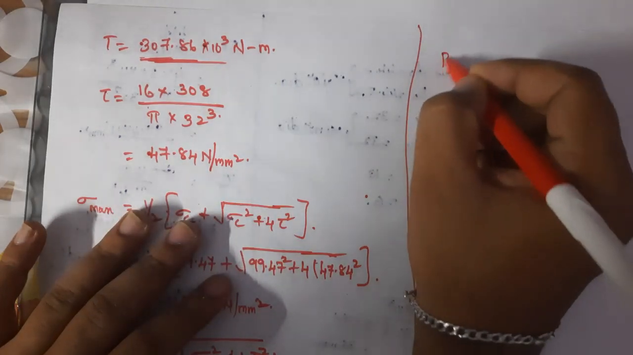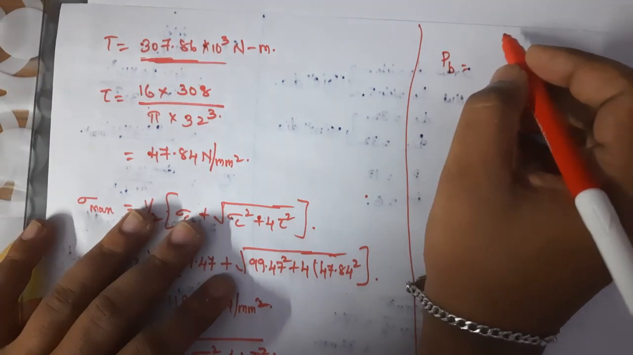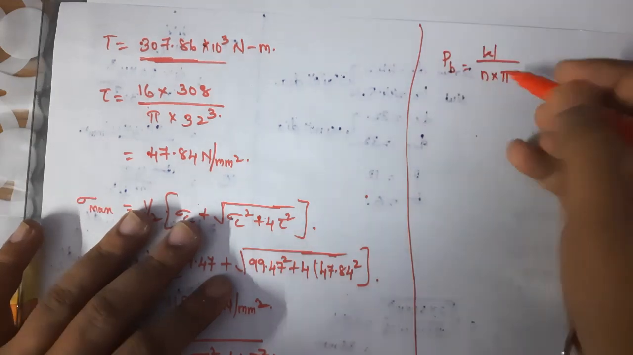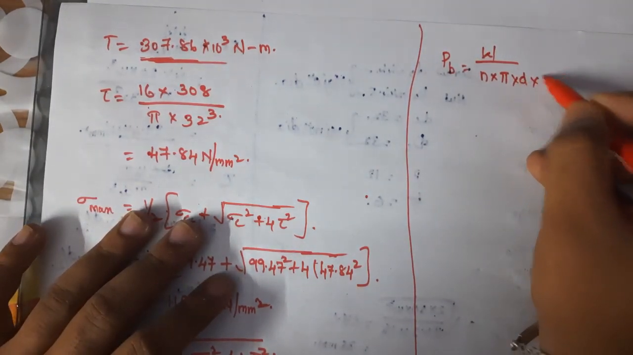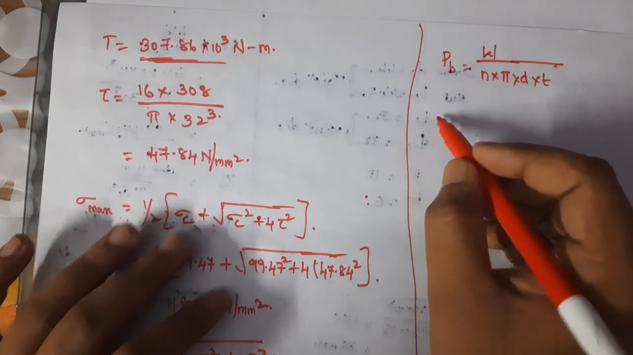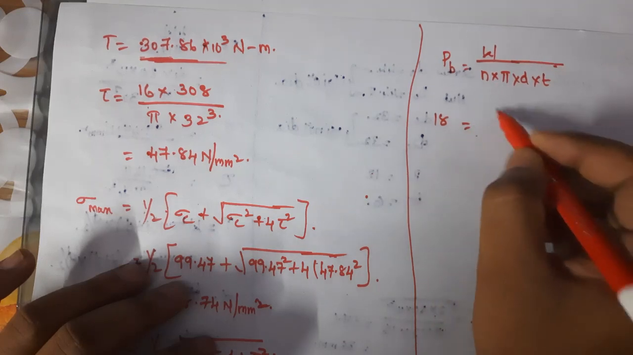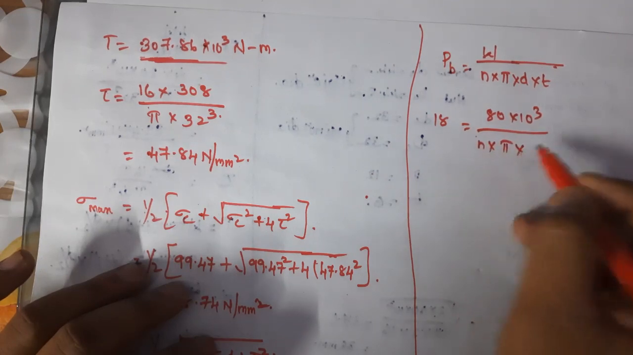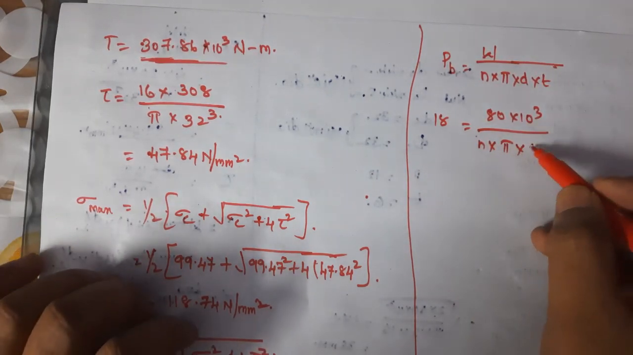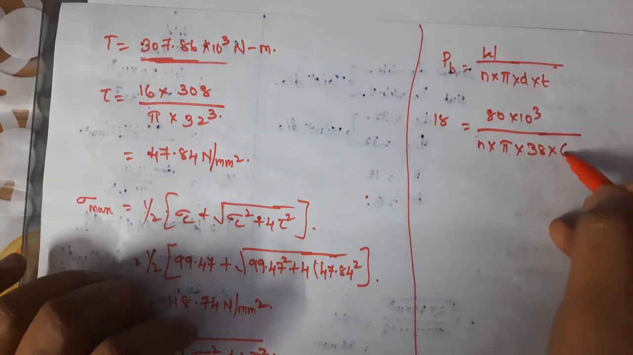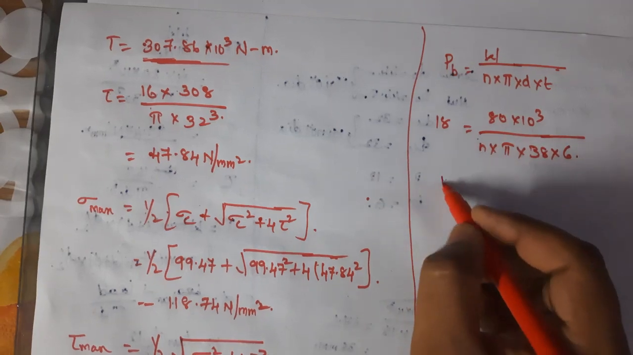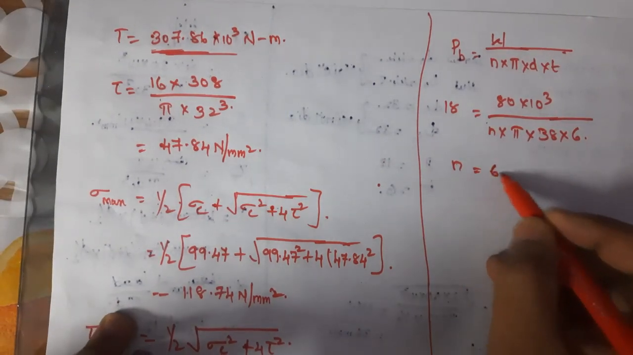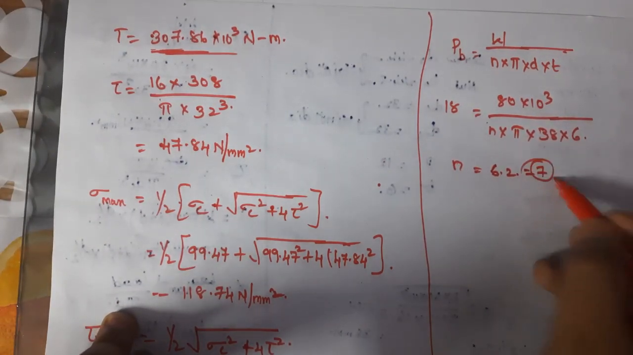So PB is equal to W by N into pi into D into T. So this is the thing. So PB value, that is already given in the question itself, 18. W value is 18 into 10 to the power of 3 by N into pi into D value is 38 into thickness value is 6. So we have to calculate the N value. So I have got an answer of 6.2, that is around 7. So 7 will be the N value.